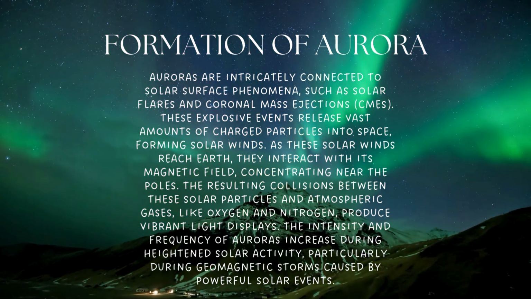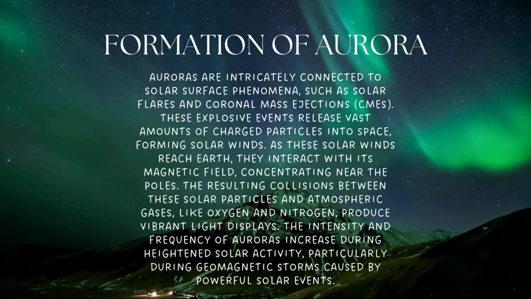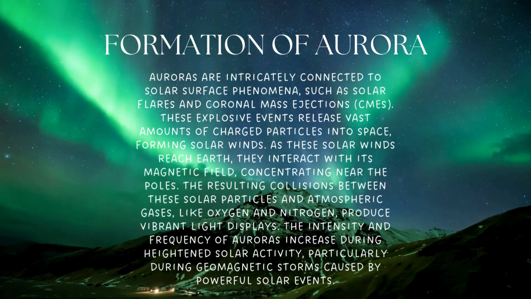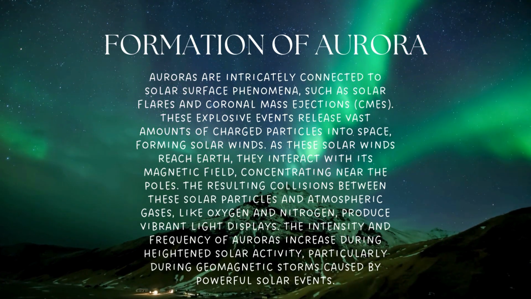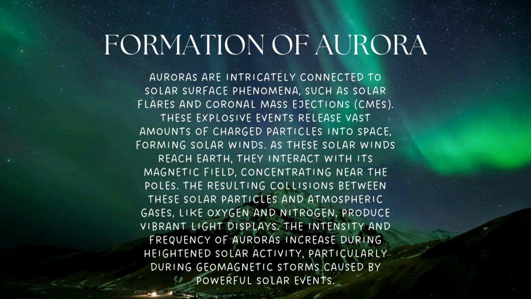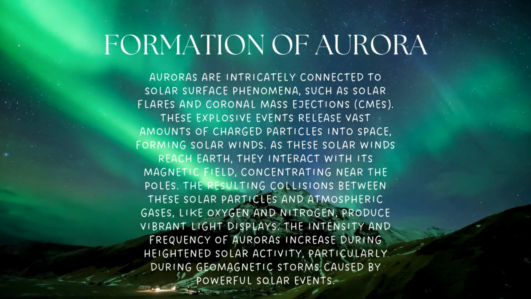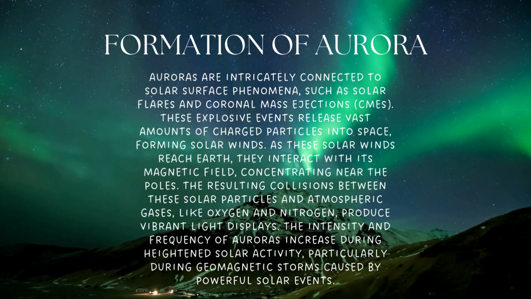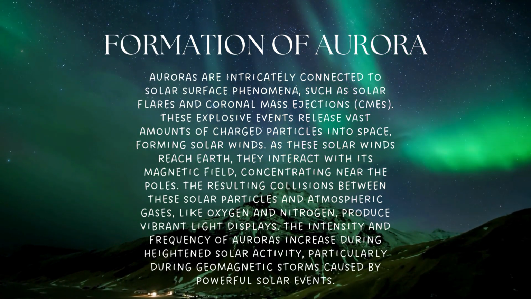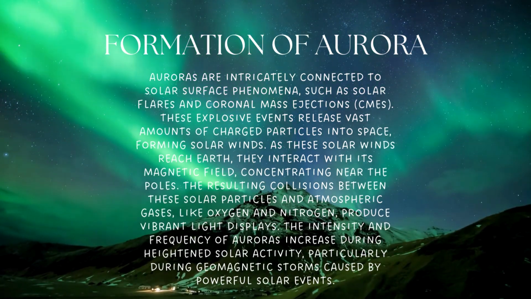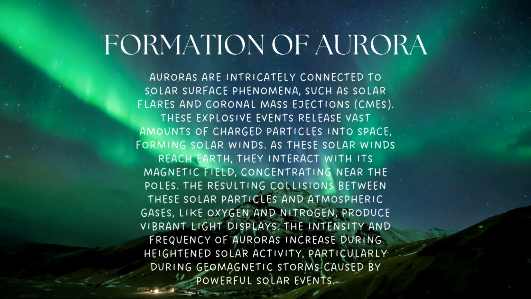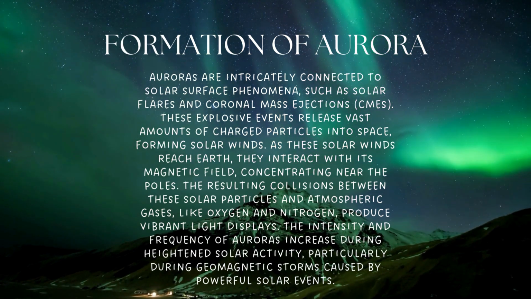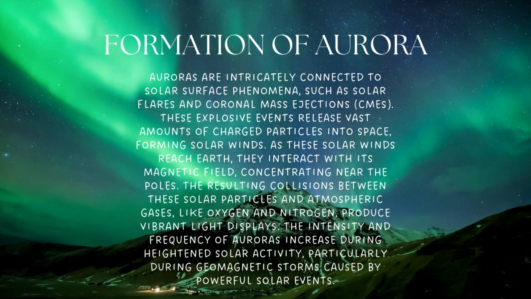Auroras are intricately connected to solar surface phenomena such as solar flares and coronal mass ejections (CME). These explosive events release vast amounts of charged particles into space, forming solar winds. As these solar winds reach Earth, they interact with its magnetic field, concentrating near the poles. The resulting collisions between these solar particles and atmospheric gases like oxygen and nitrogen produce vibrant light displays. The intensity and frequency of auroras increase during heightened solar activity, particularly during geomagnetic storms caused by powerful solar events.